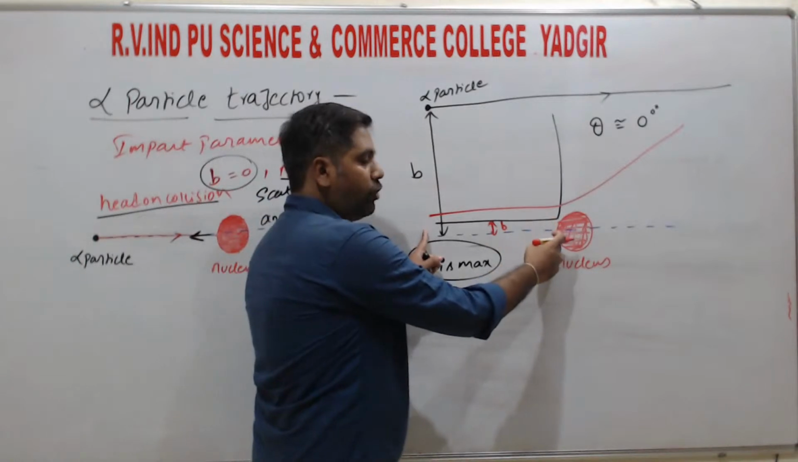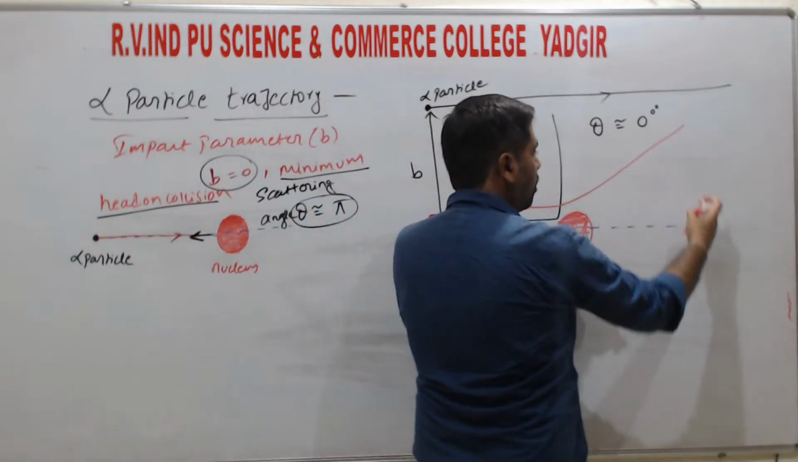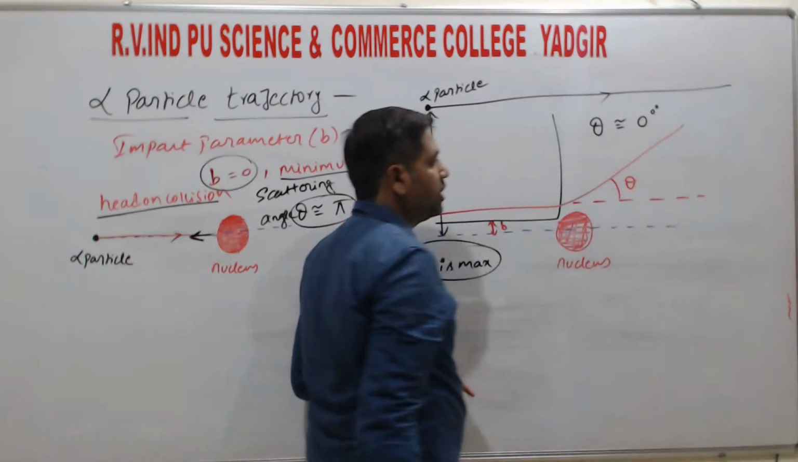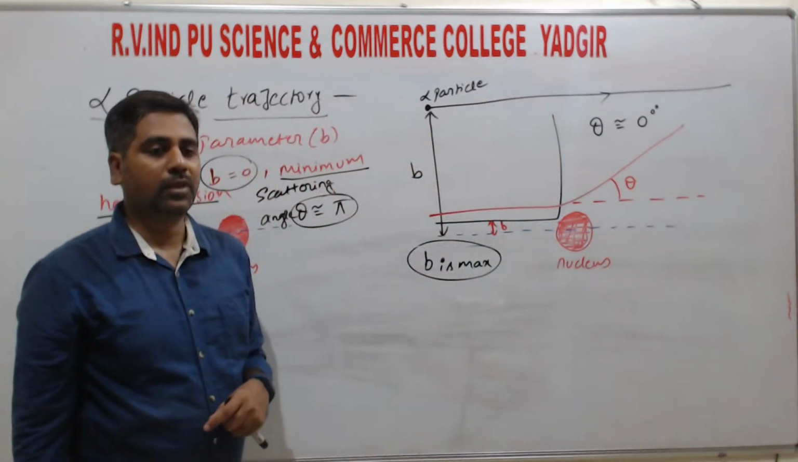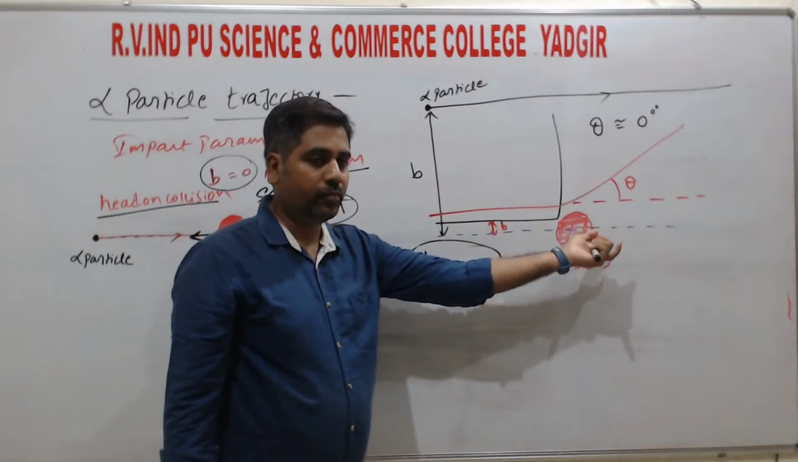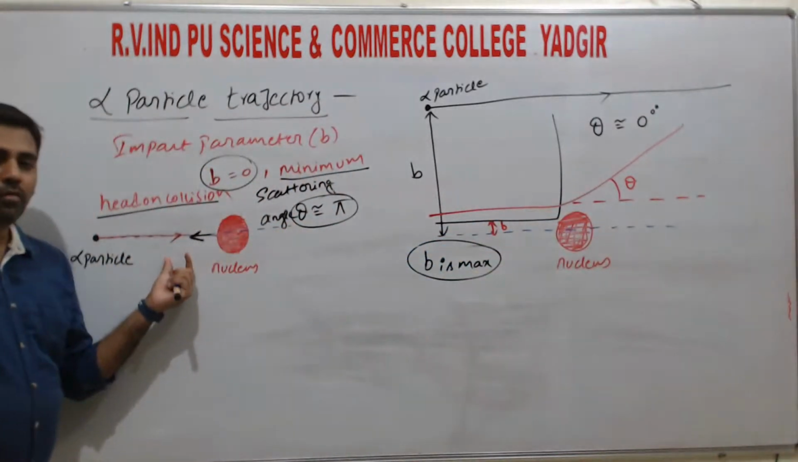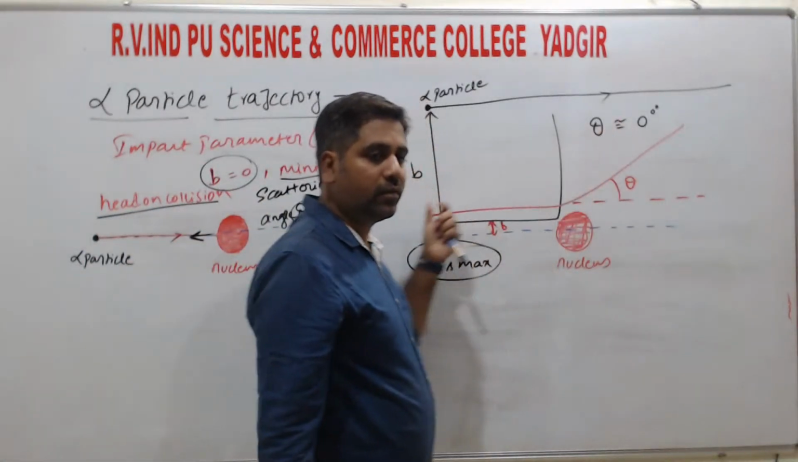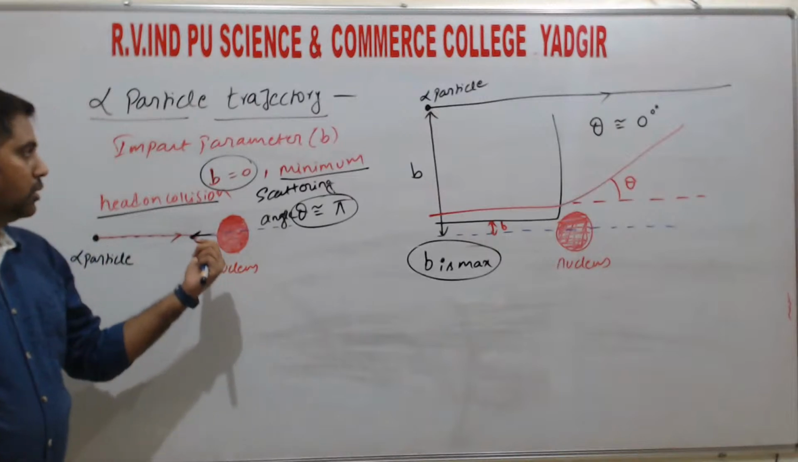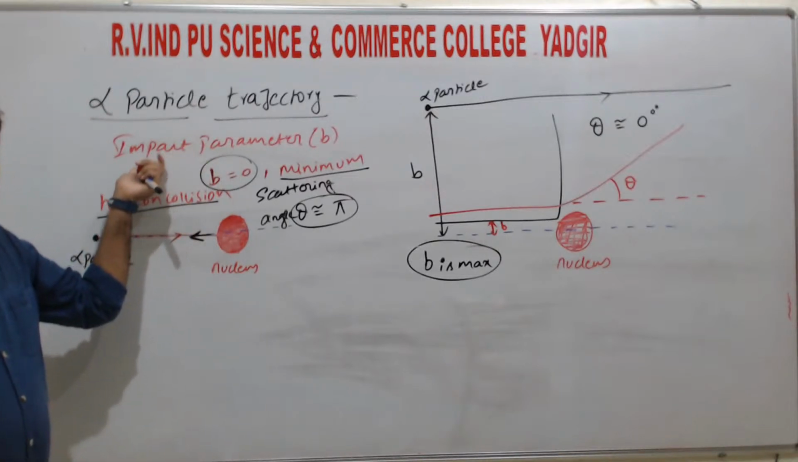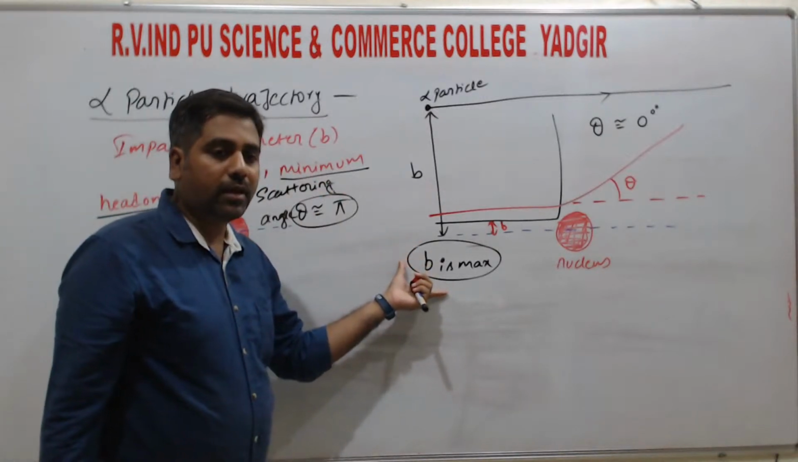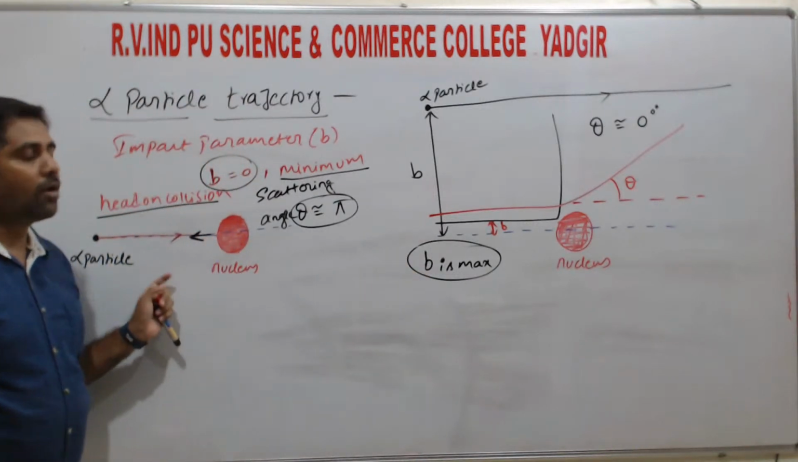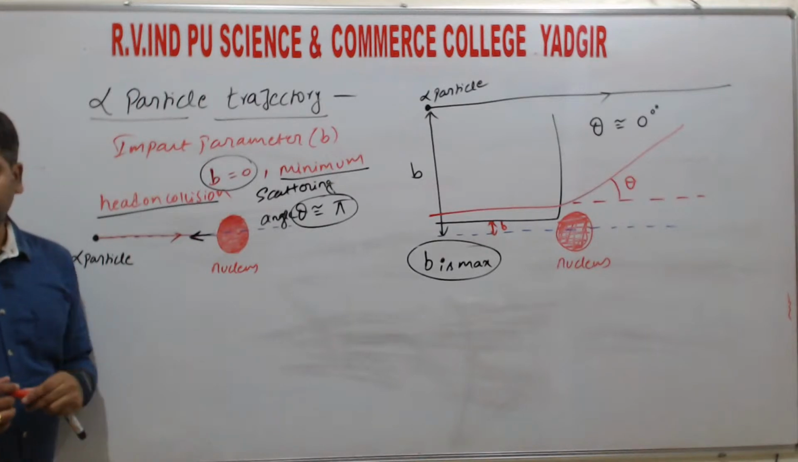Right? So if I consider one more here, then this one is the scattering. So this is during collision. So this one is after collision. So this is the angle theta, that is after scattering. Here angle theta is 180 degree and here angle theta is 0 degree. So this is for the minimum impact parameter and this one is for the maximum impact parameter. So this is about the alpha particle trajectory, right?